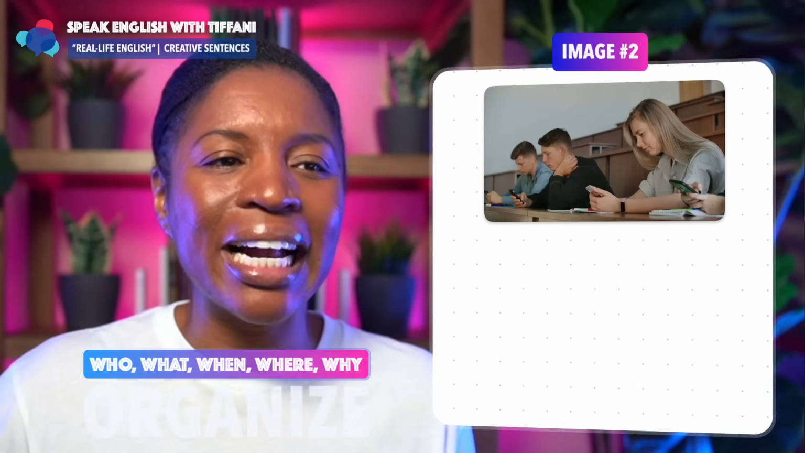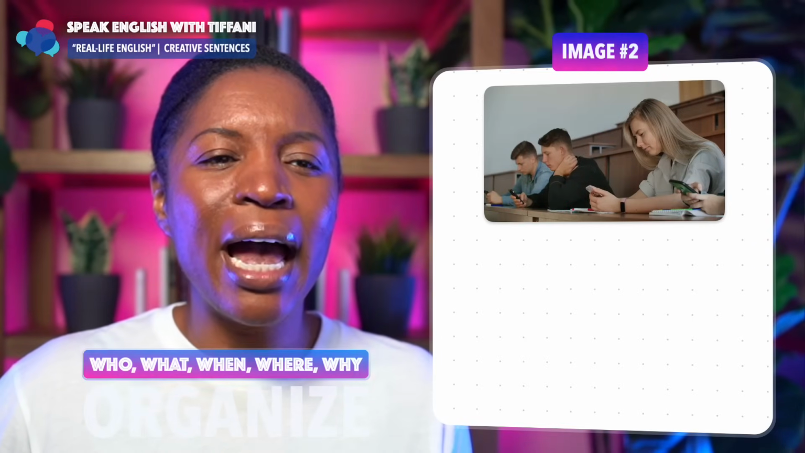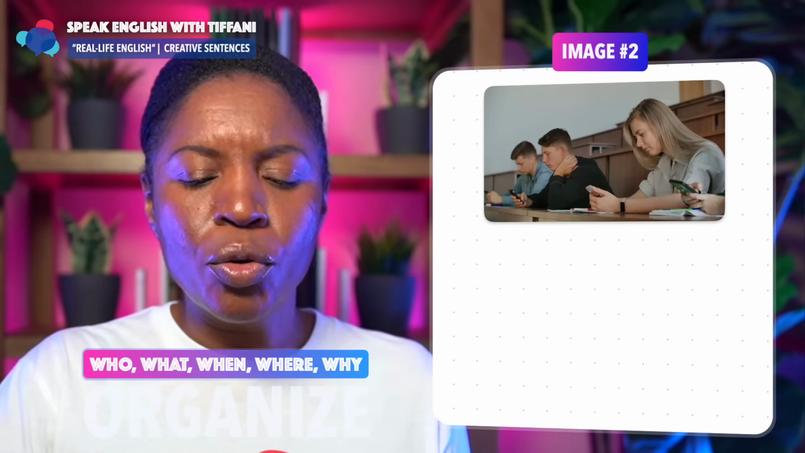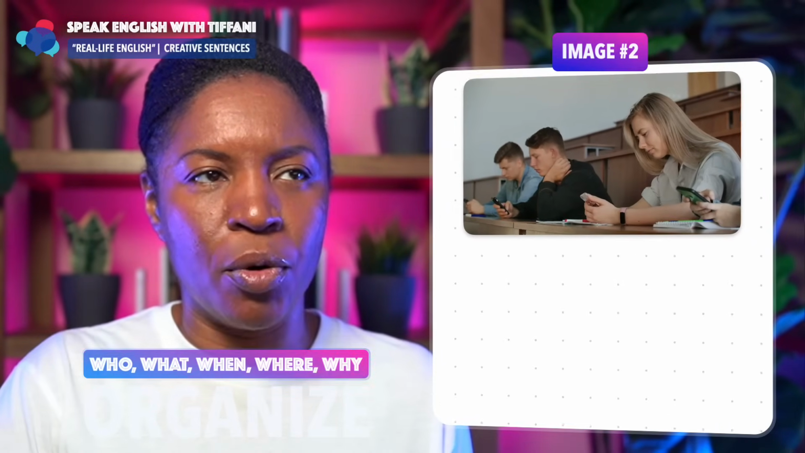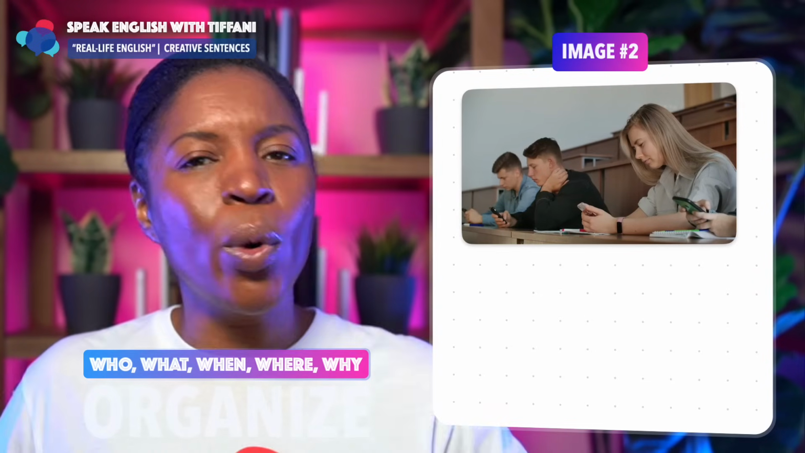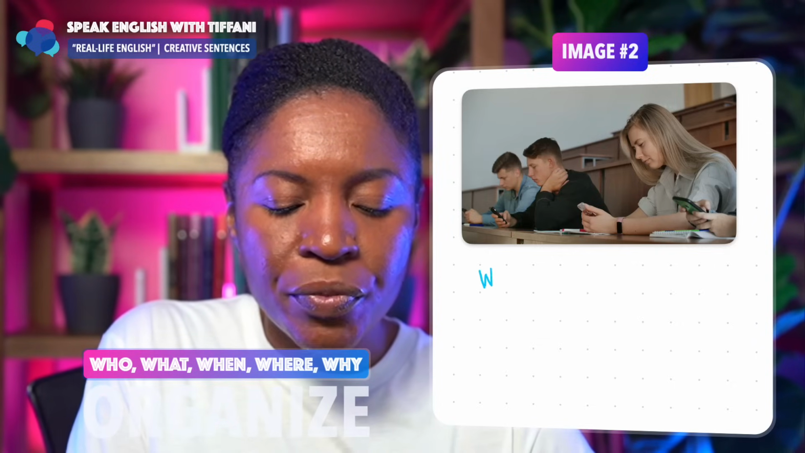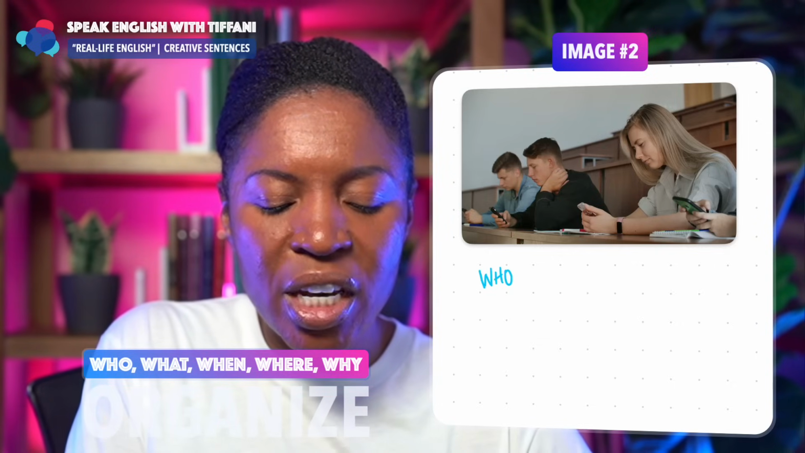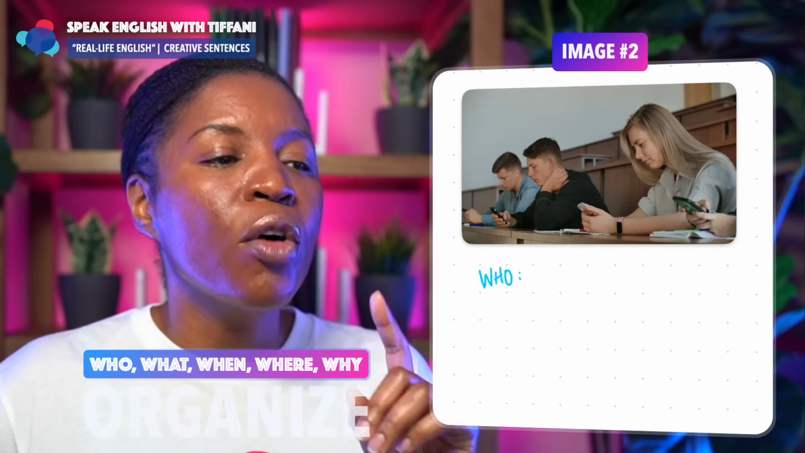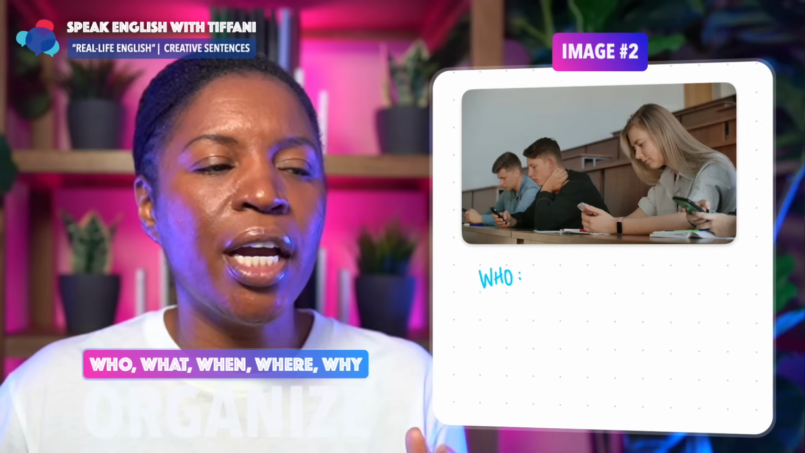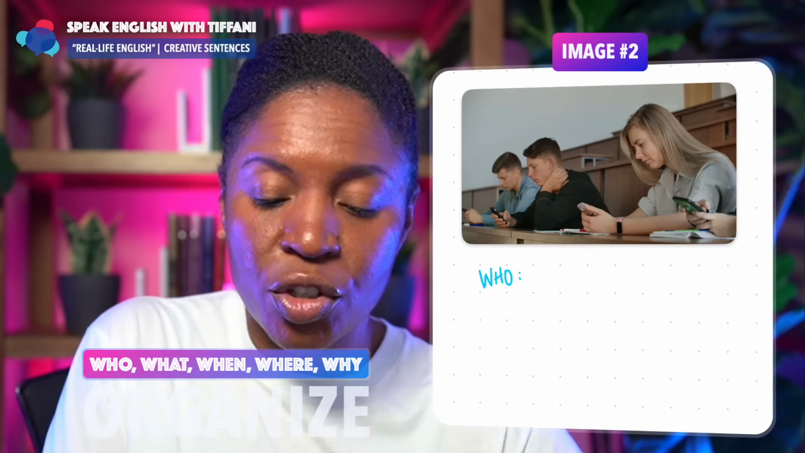Here's our 2nd image. Now we have what looks like a group of young people, right? So, what do we have to do? Once again, remember, we need the who. So, who do we see in this image? For this image, I'm going to say a group of university students.